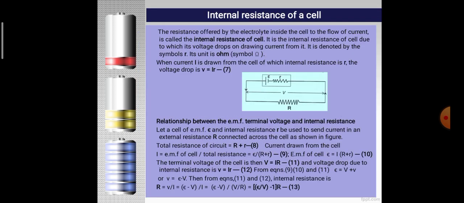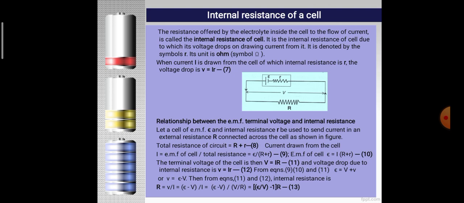The internal resistance of a cell. The resistance offered by the electrolyte inside the cell to the flow of current is called the internal resistance of a cell. It is the internal resistance of the cell due to which its voltage drops on drawing current from it. It is denoted by the symbol small r. Its unit is ohm. When current I is drawn from the cell of which internal resistance is r, then the voltage drop small v is equal to Ir. Consider this as equation 7.